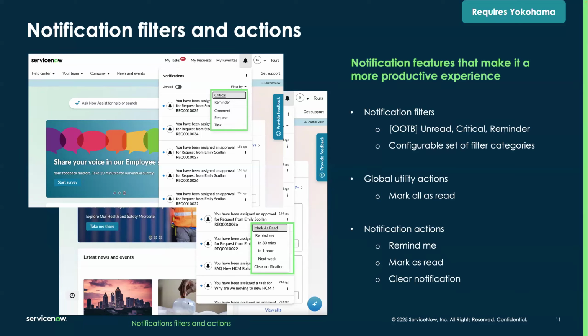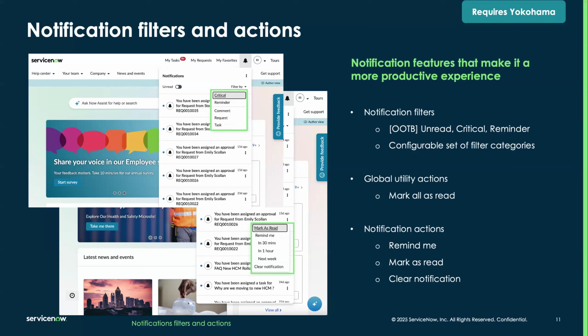Now, at the top right of the tray, there's also a global action called Mark All as Read, which is available via the ellipsis icon. The ellipsis icon that you see on top of filter by, that's essentially the global action for marking all notifications as read. That is helpful when users want to clear their list quickly, especially when they've already seen the updates elsewhere or they don't need to act on them anymore.